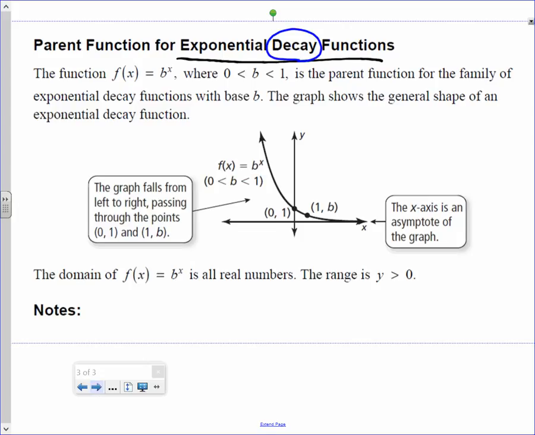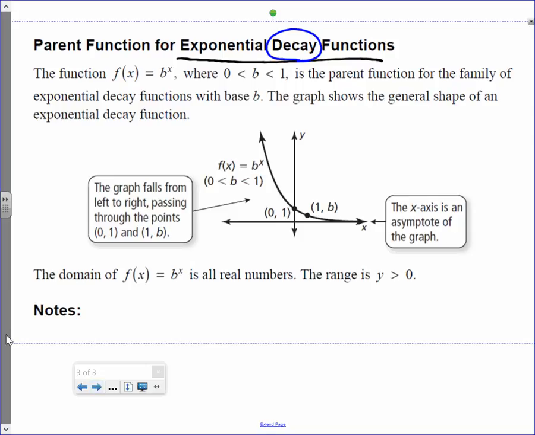Decay means it's going down. Like I said this morning, if you buy a brand spanking new car, it'll model an exponential decay function. So we got to know how to graph these. Same type of deal.